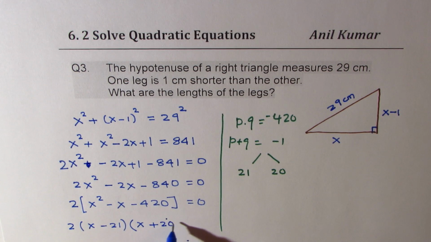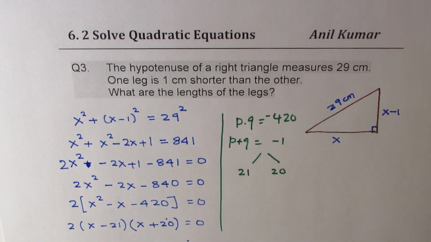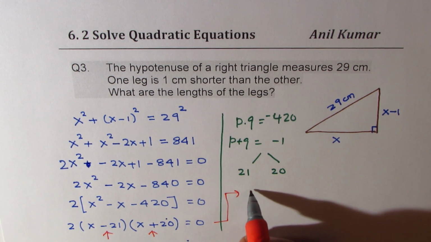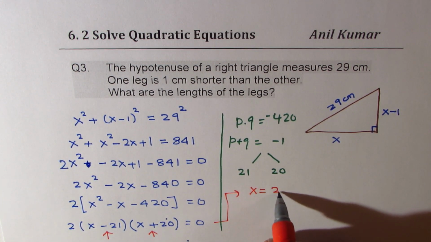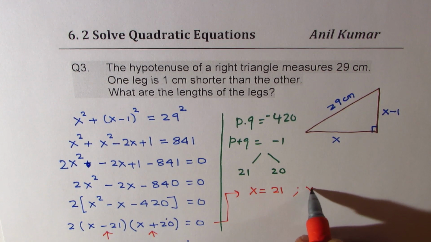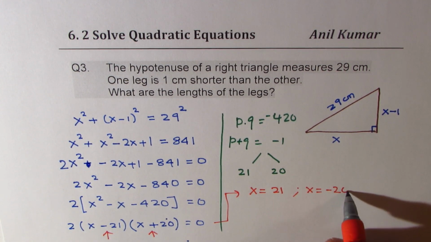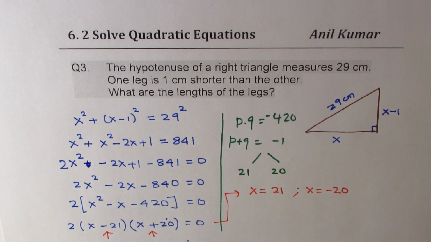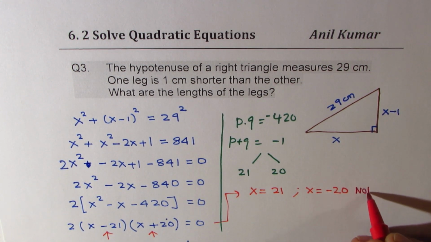So you can factor this and write it as x minus 21 times x plus 20 equals 0, where the bigger number is negative. Now from this equation, in the factored form, we could equate each factor to 0 to get our solution. So from here, we get two solutions. One is x equals 21. The other one is x equals minus 20. Now, minus 20 is not valid, right? Sides cannot be negative, so this is not valid.